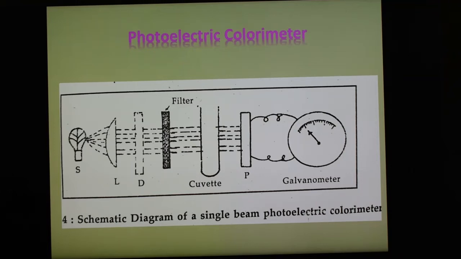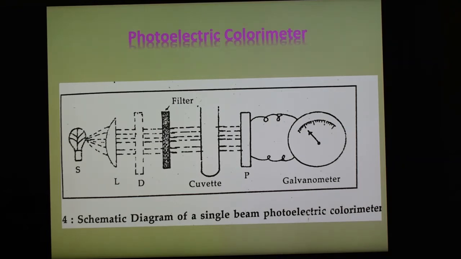So here are the filters, and after passing through the filter, the desired wavelength of light passes and the remaining unwanted wavelengths are cut off. So the main purpose of the filter is to allow a band of definite and desired wavelength of light and cut off the remaining unwanted wavelengths. Filters are of two types, generally: absorption filters and interference filters.